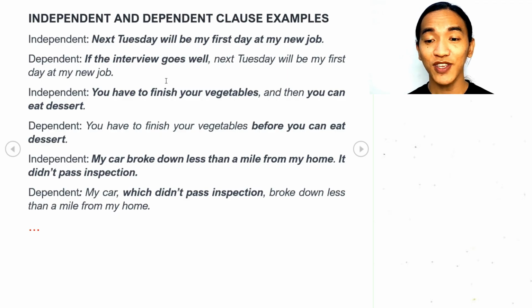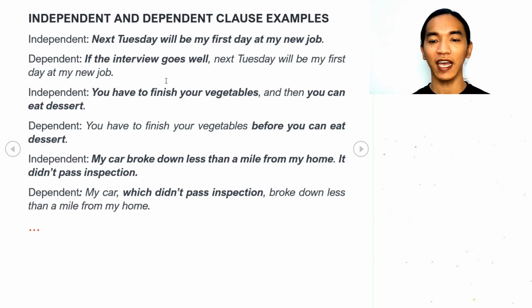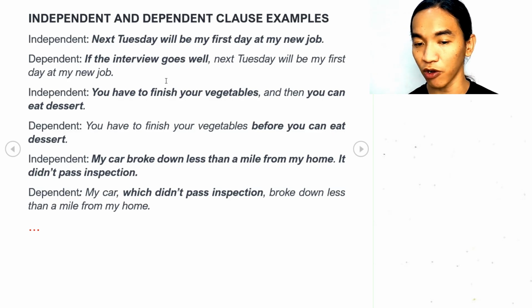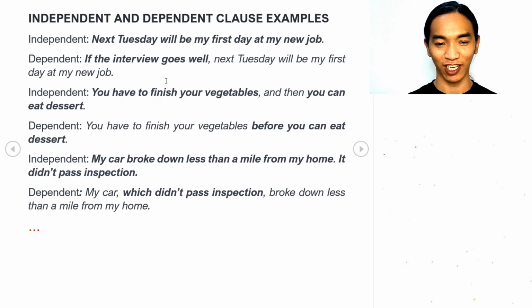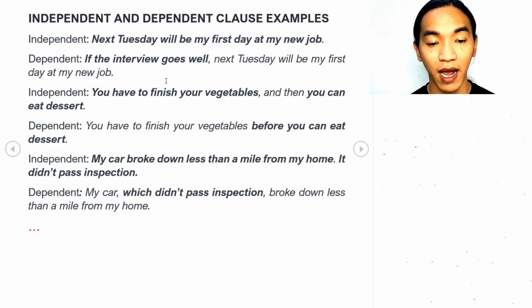Next one: you have to finish your vegetables and then you can eat dessert. Okay. So dependent: you have to finish your vegetables before you can eat dessert. So before you can eat dessert does not make sense at all on its own. So therefore we have to combine it with an independent clause. Next one: my car broke down less than a mile from my home. It didn't pass inspection. So my car, which didn't pass inspection, broke down less than a mile from my home.